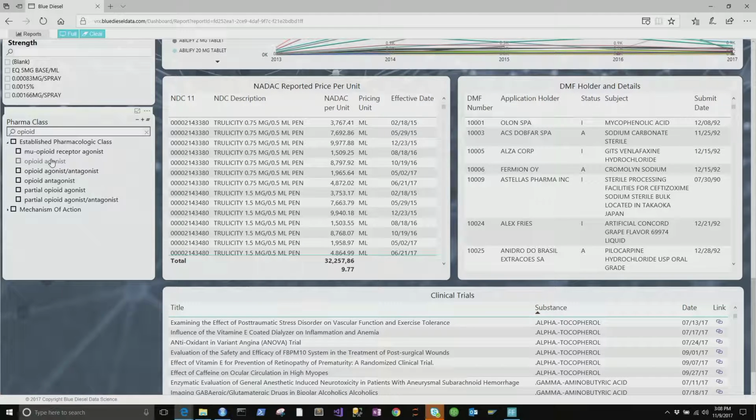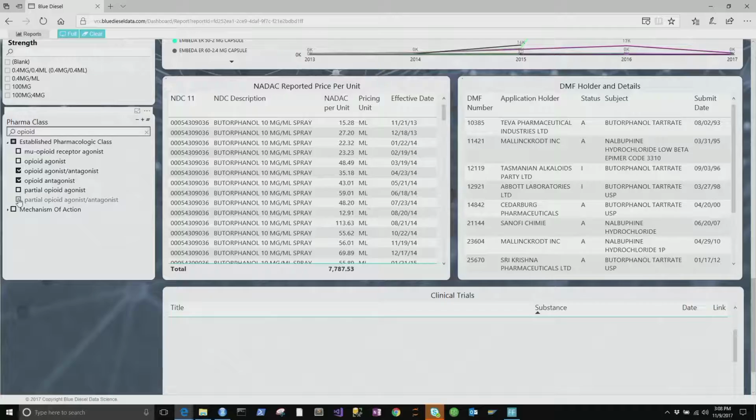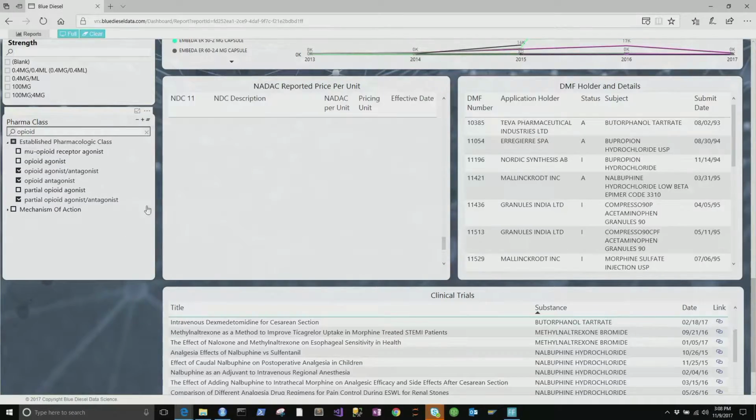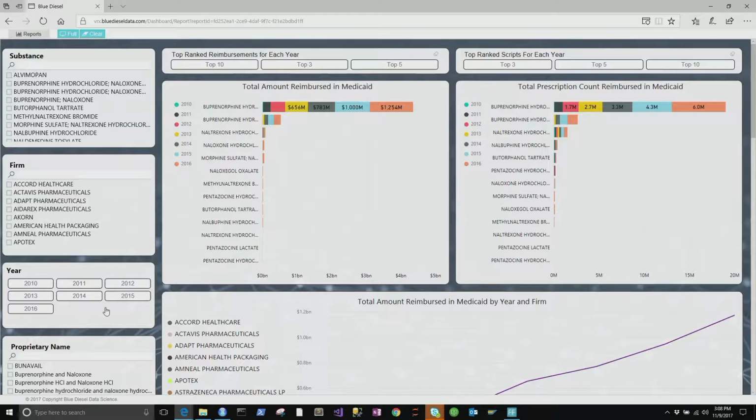The agonist is what treats the pain. The antagonist treats the addiction. So we're going to select all the antagonist and agonist antagonists. And we're going to go take a look at what that market looks like. So we haven't subset by the year, and you can see basically this drug very quickly is dominating the market.